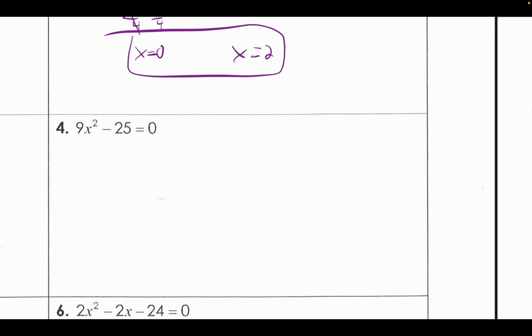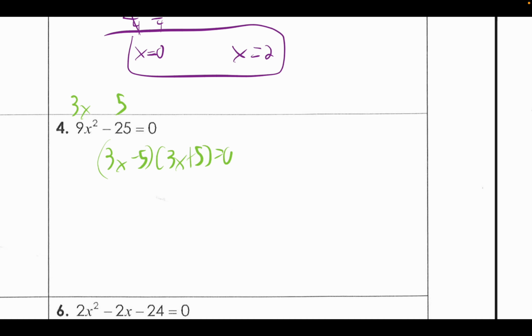Looking at example 4 here, we make sure it's in standard form. It is. We look for two terms and say, hey, okay, well, look for a difference of two squares. It's a difference. There's two things. They are both perfect squares. 3x times 3x is 9x squared, and 5 times 5 is 25. So we have 3x minus 5 times 3x plus 5 equals 0.